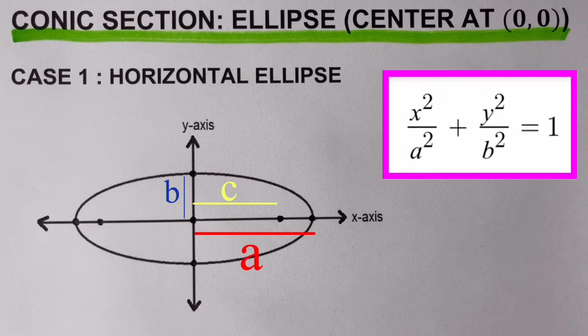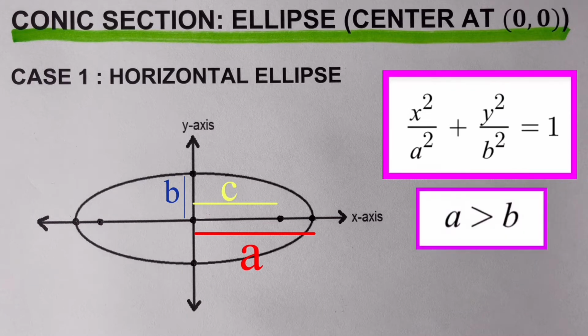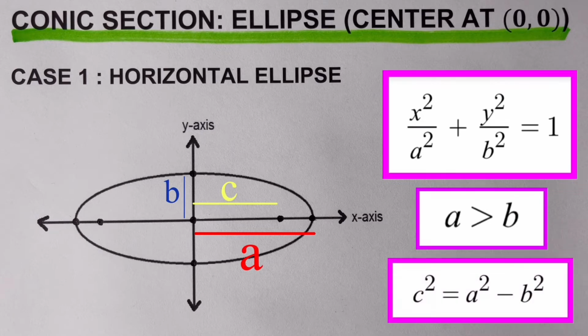We also remember that our a value, the semi-major axis, will always be greater than b, the semi-minor axis. That's true every time. And the equation that can be used to determine the length of c, from the center to the focus, is c squared equals a squared minus b squared.